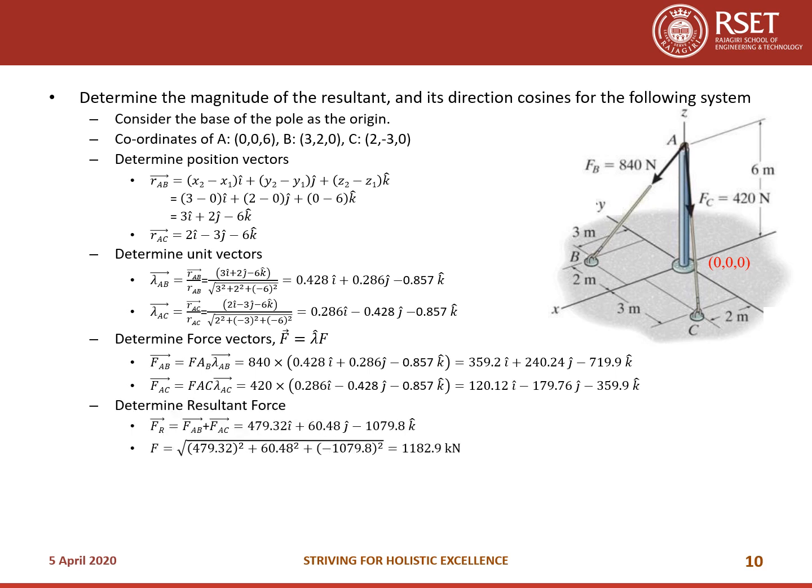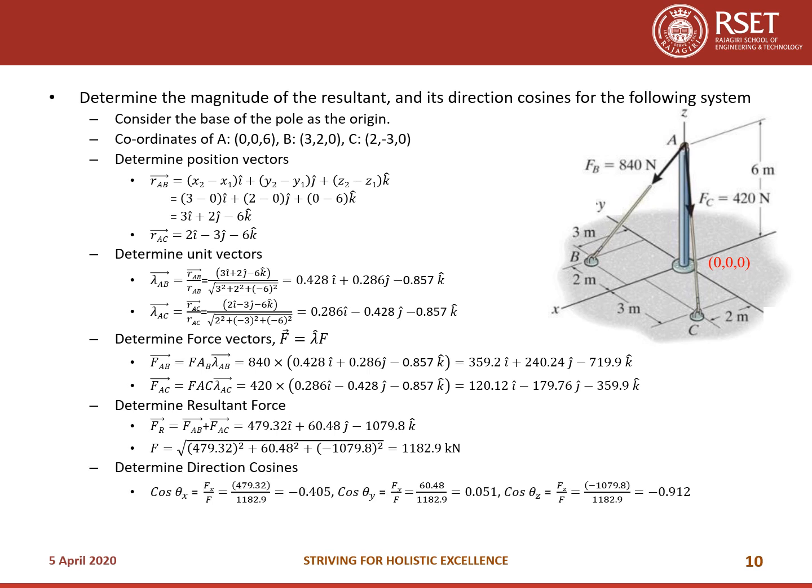So now we can determine the resultant force. What is the resultant force? It's nothing but FAB plus FAC. So that is vector FAB plus vector FAC, which is equal to 479.32 i plus 60.48 j minus 1079.8 k. And how will you get the magnitude? Square root of the sum of the squares of the components. We will get it as 1182.9 kilonewtons.